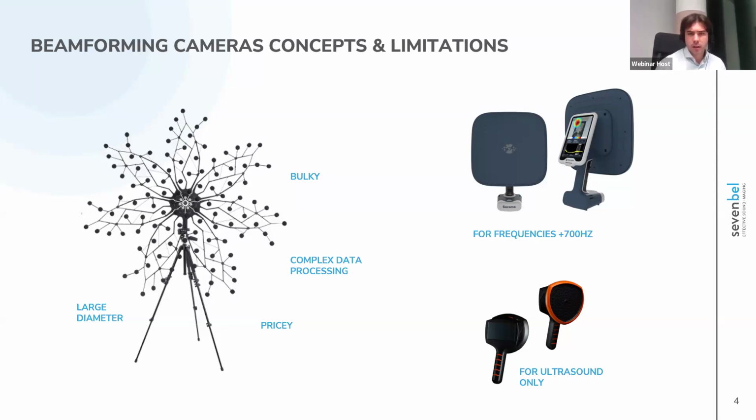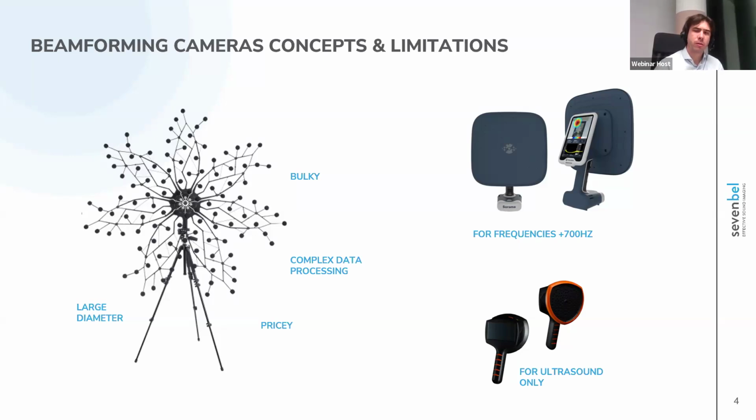Okay, so there are systems which fulfill these two requirements. They are large, and they also have a lot of microphones, like the one you see on the left. The counterpart is that they are usually quite bulky, usually very pricey too, and also hard to set up, hard to use, and very complex in their hardware.